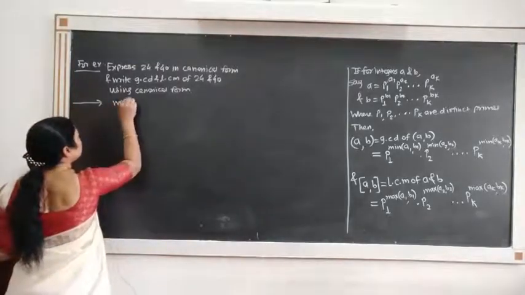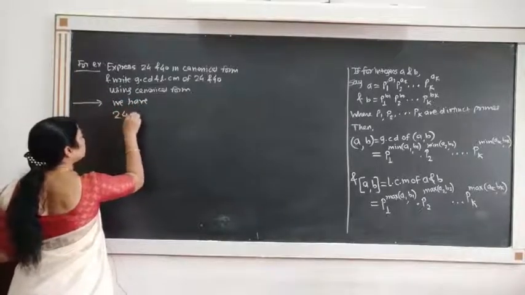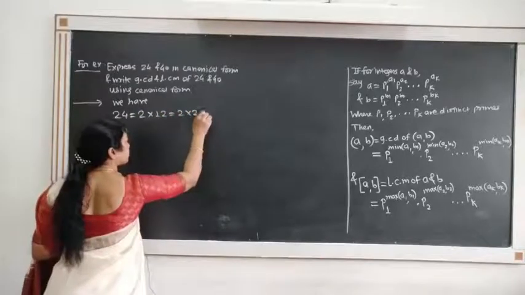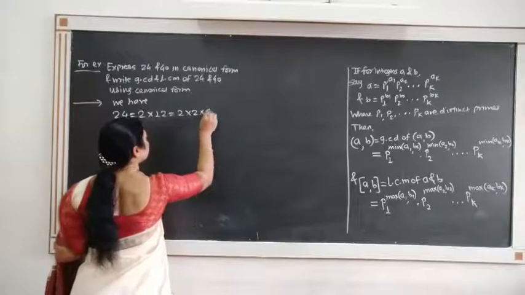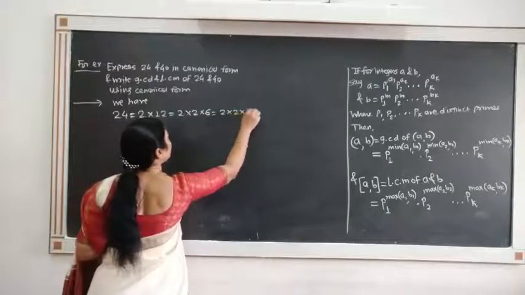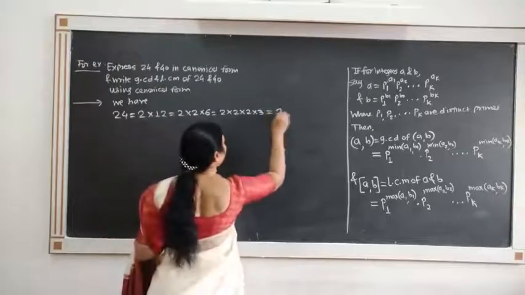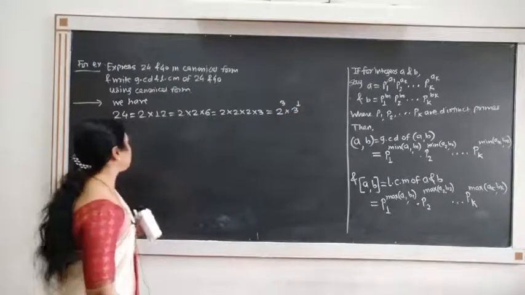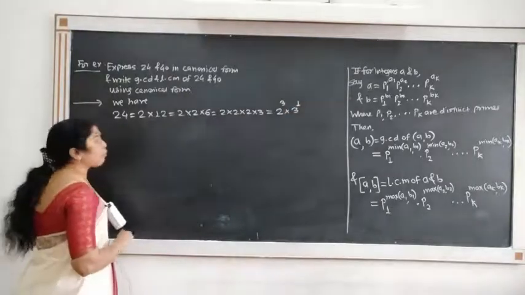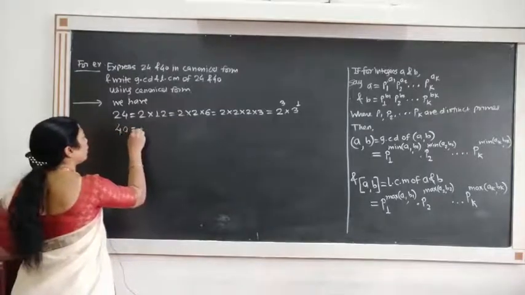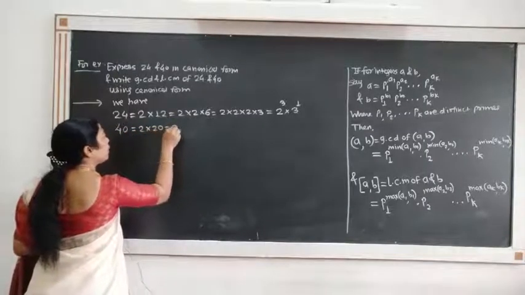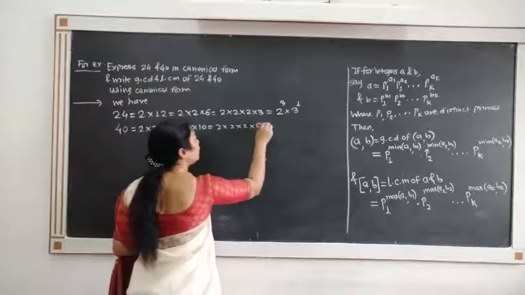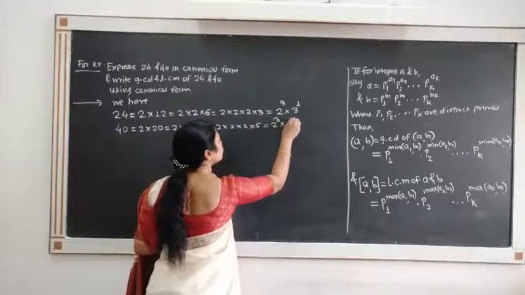We can write 24 is equal to 2 into 12, that is 2 into 2 into 6, that is 2 into 2 into 2 into 3. It is nothing but 2 raised to 3 into 3 raised to 1. This is the canonical form for 24. If you consider 40, it is 2 into 20, that is 2 into 2 into 10, that is 2 into 2 into 2 into 5. So it is nothing but 2 cube into 5 raised to 1.